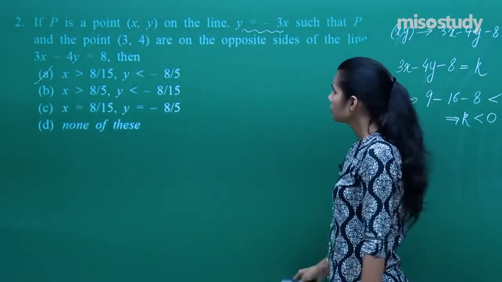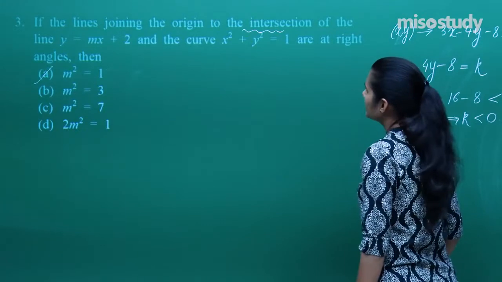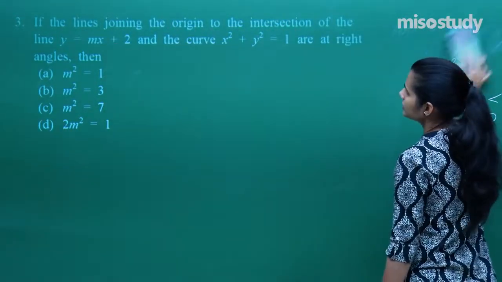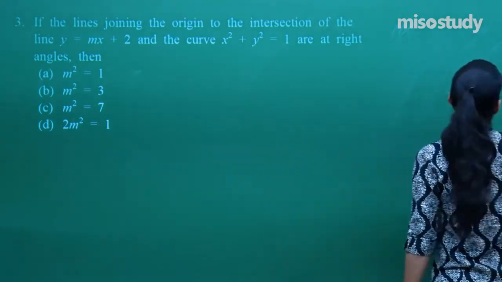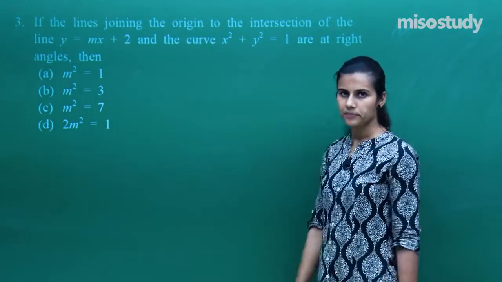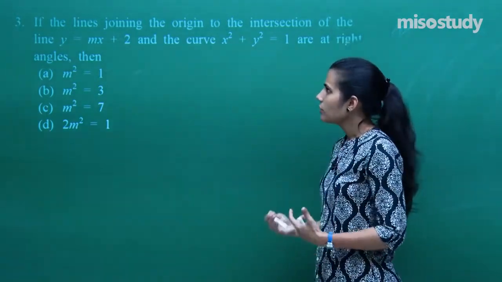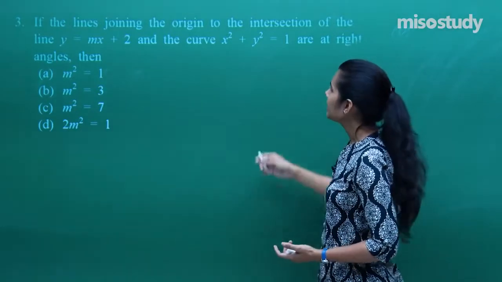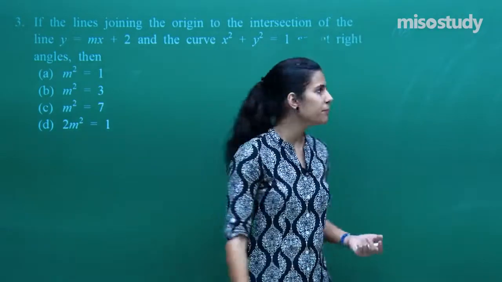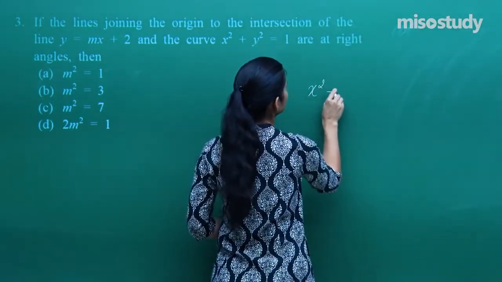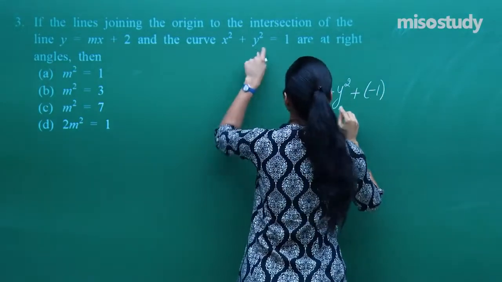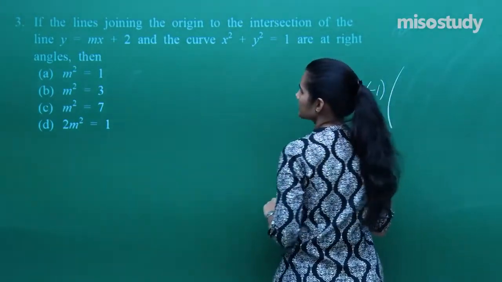Okay? Moving to the next question we have, if the lines joining the origin to the intersection of this line and the curve are at right angles to each other, then tell me about m. What is the joint equation of the lines? Basically, joining the origin to the intersection of this line and this curve, it's pretty simple. It is x square plus y square plus minus 1, because this is minus 1, times (Lx plus my).